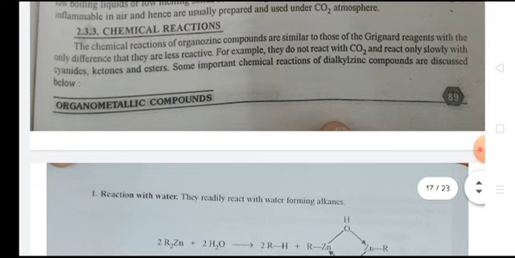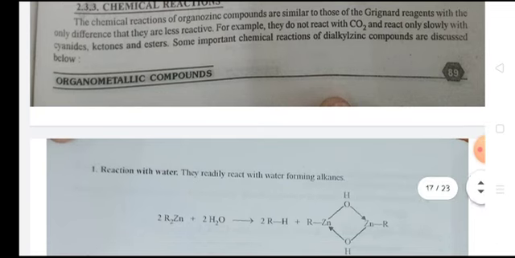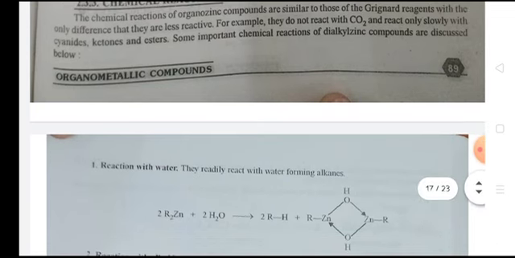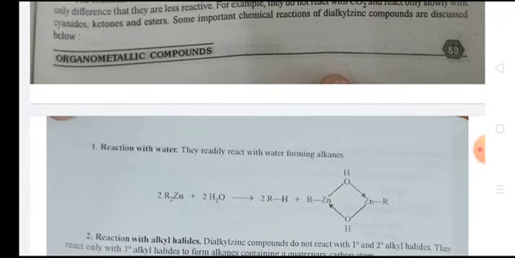Chemical reactions. The chemical reactions of organozinc compounds are similar to those of Grignard reagents, with the only difference that they are less reactive. For example, they do not react with CO2 and react only slowly with cyanides, ketones and esters. Some important chemical reactions of dialkyl zinc compounds are discussed below.